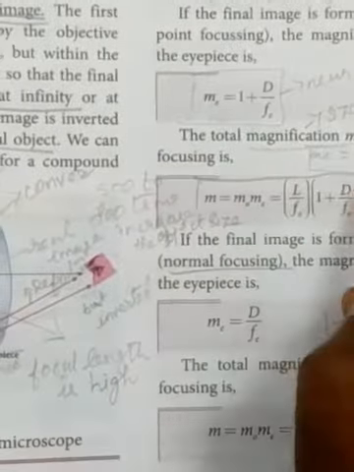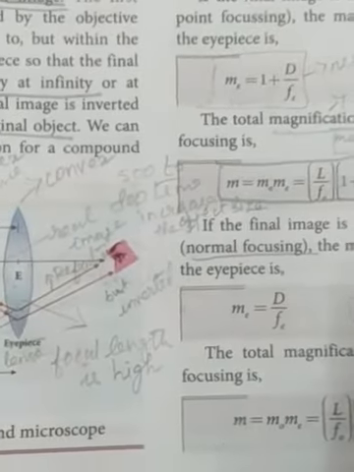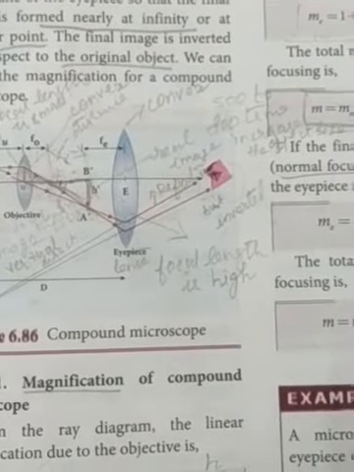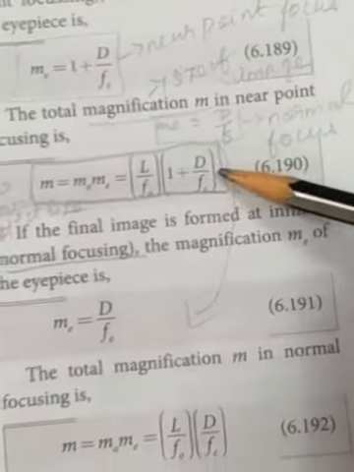Next is the normal focusing. Here we have to find out the near point focus. Depending on that, taking the tangent of the two angles, M naught, and multiplying it with the near focal length, we have found out the magnification.